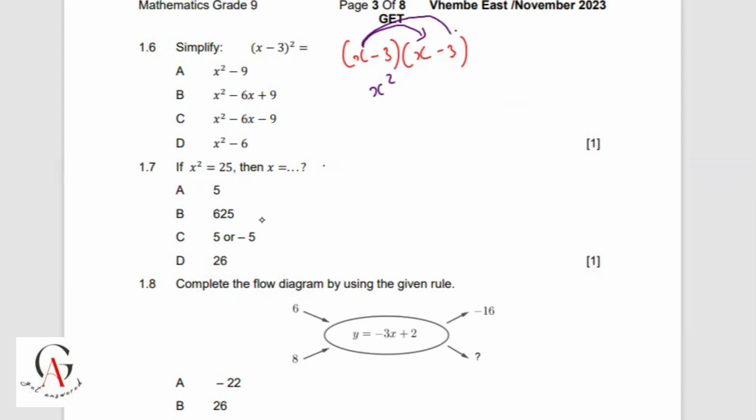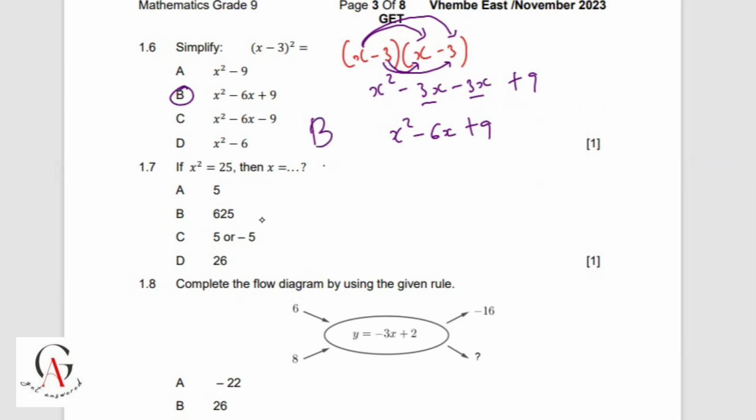Then x times that is going to be negative 3x. Then this negative 3 times x is negative 3x. The negative 3 times the negative 3, we get a positive 9. Simplify this because we have some like terms there. So x squared minus 6x plus 9. We have something like this. I think it's option B. Okay, B becomes the answer.